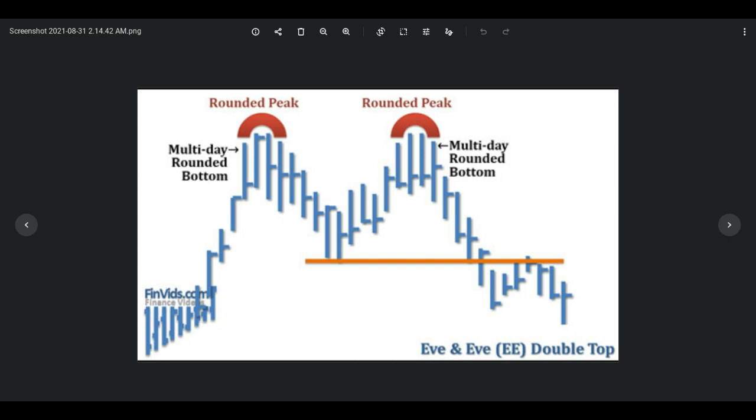Volume description. Volume tends to drift downward during the formation and expand on the breakout. So it's like boom, boom, boom. It's expanding the volume.